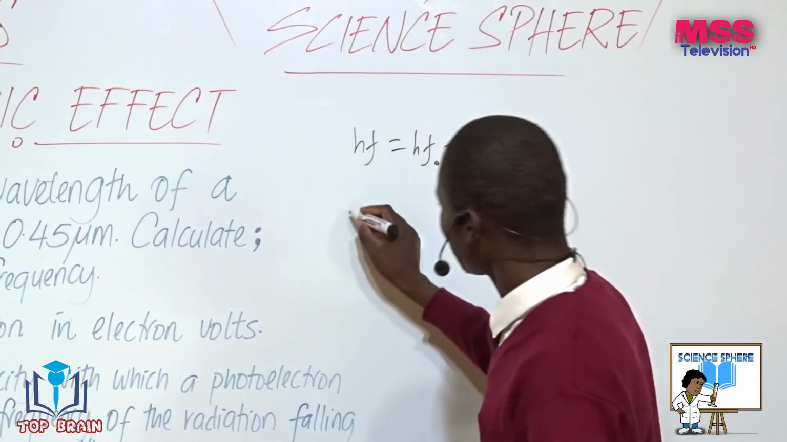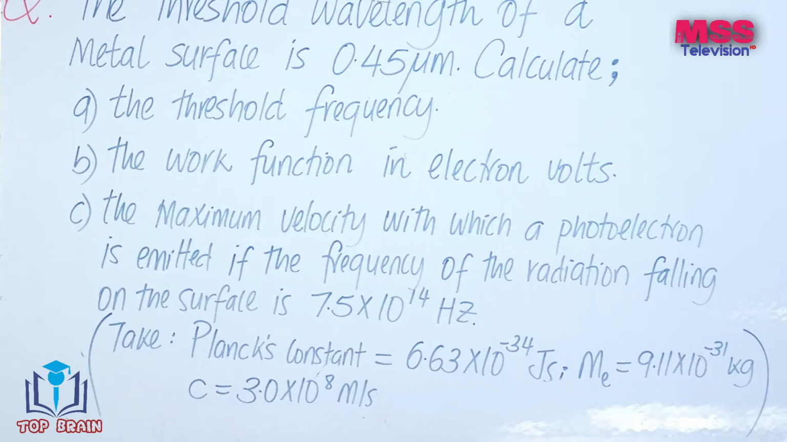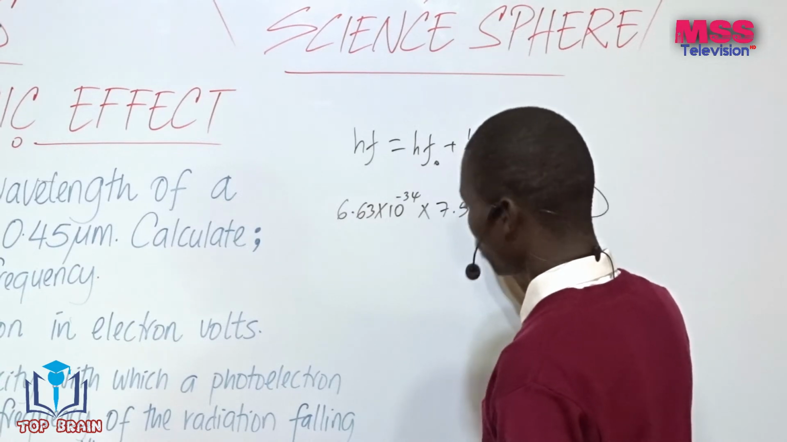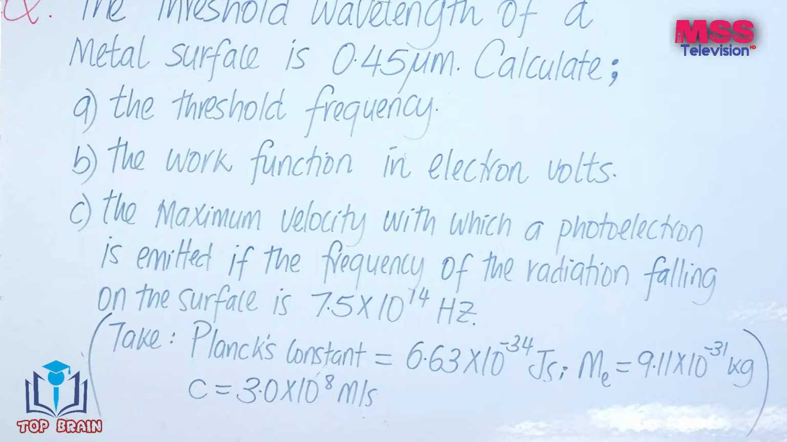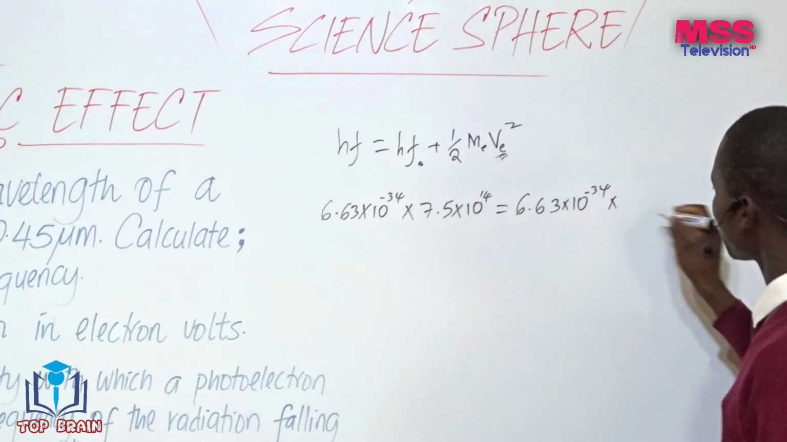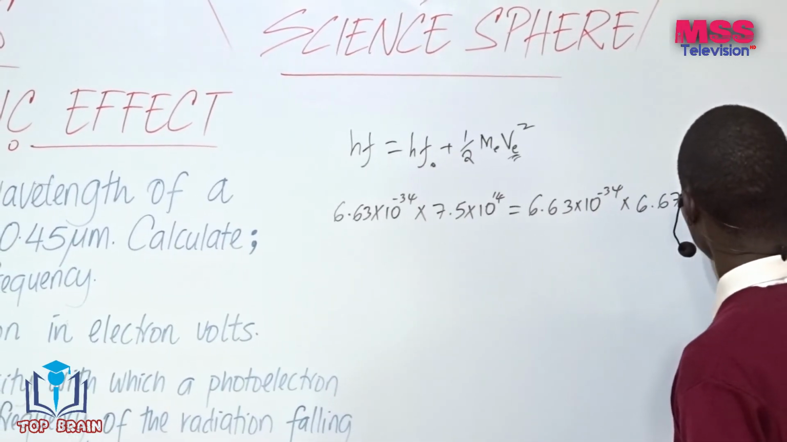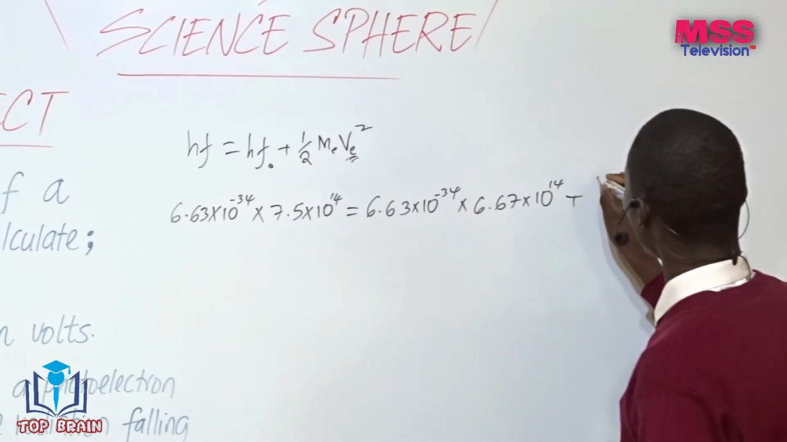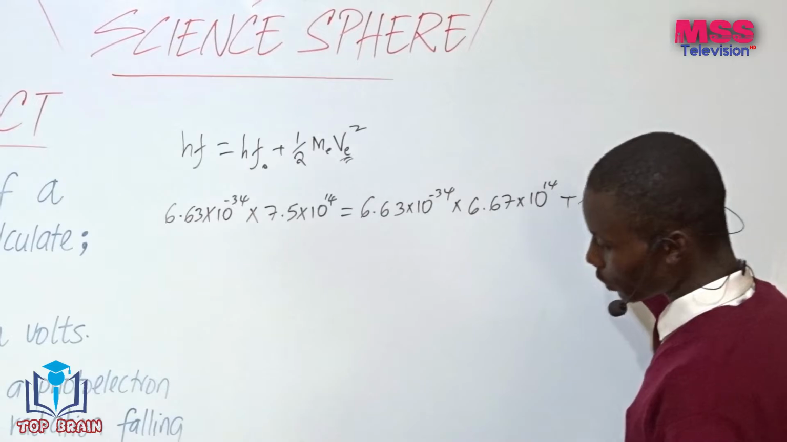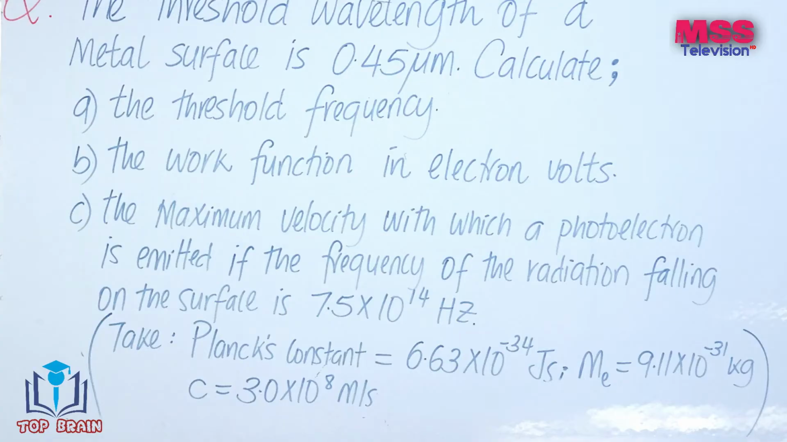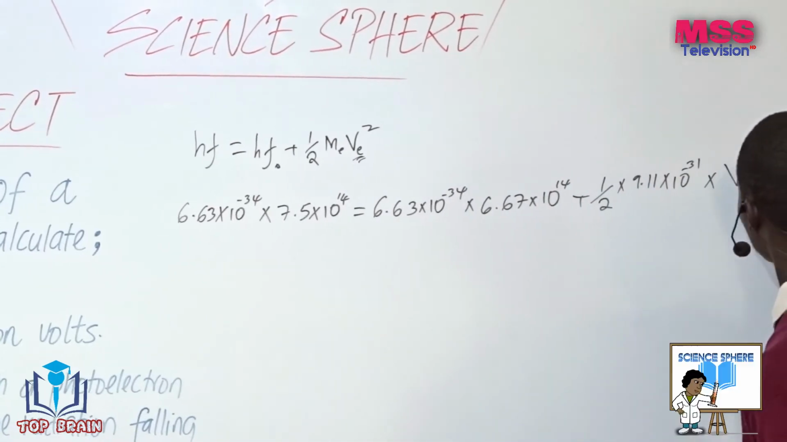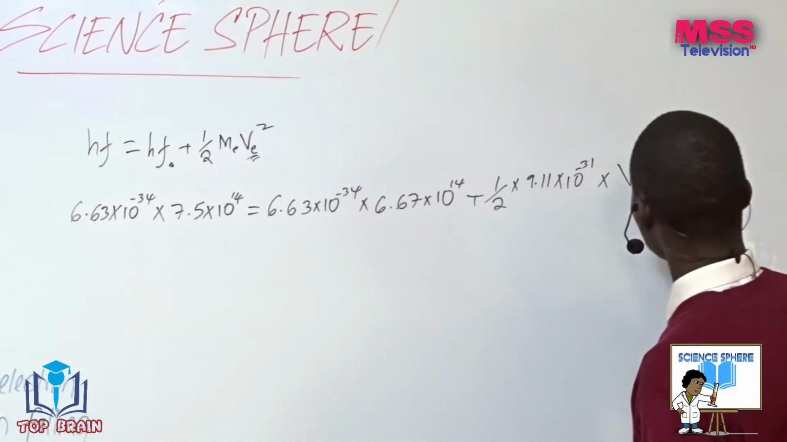We now substitute h, that is 6.63 times 10 raised to negative 34, multiplied by the frequency of the radiation, that is 7.5 times 10 raised to 14, equals 6.63 times 10 raised to negative 34, multiplied by the threshold frequency, which was 6.67 times 10 raised to 14, plus a half mass of electron, which is given as 9.11 times 10 raised to negative 31, multiplied by our v squared, which we don't have.